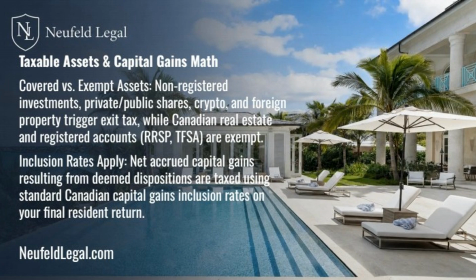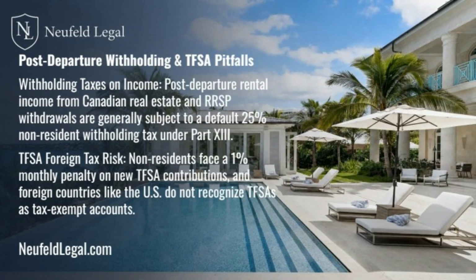Exempt assets: Canadian real estate. Direct holdings in Canadian real property remain exempt from the initial exit tax because Canada retains jurisdiction to tax them when actually sold later. Registered accounts, RRSPs, RRIFs, TFSAs, and FHSAs are excluded from deemed disposition upon exit. Note on capital gains: net accrued capital gains from deemed dispositions are subject to standard Canadian inclusion rates on your final resident tax return.